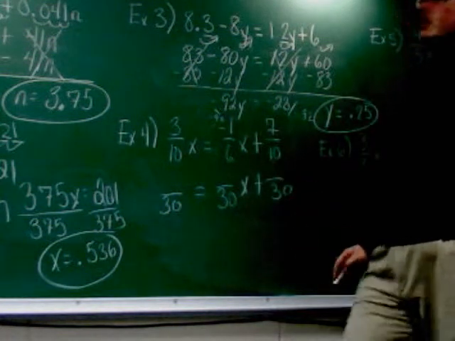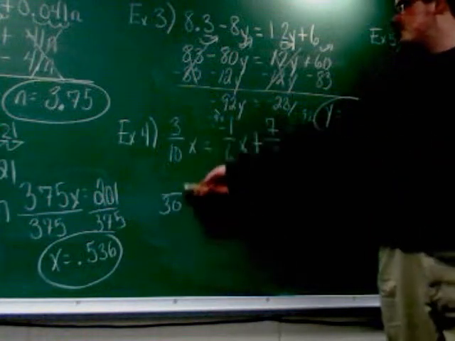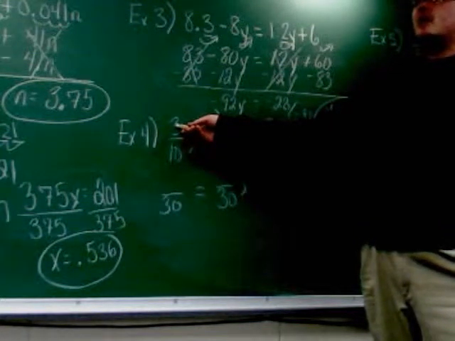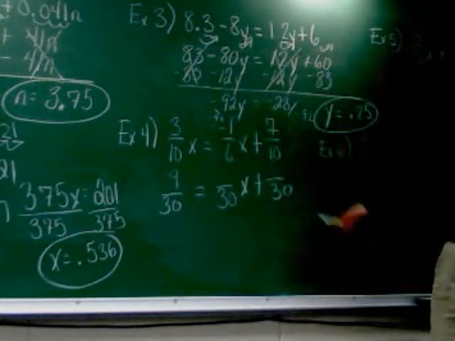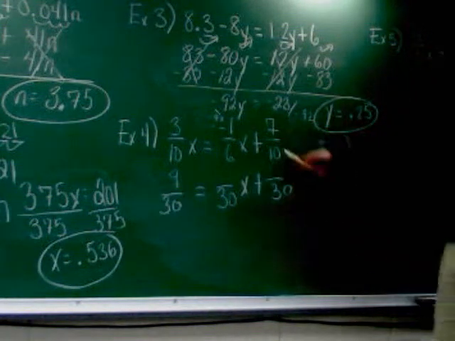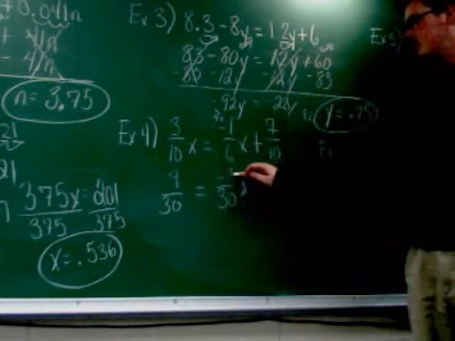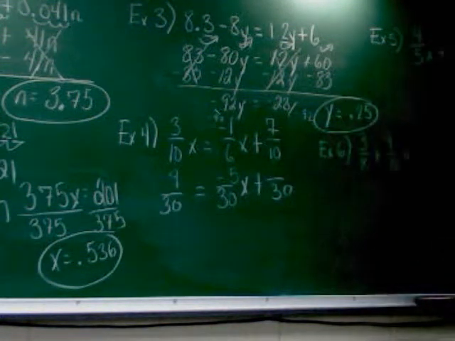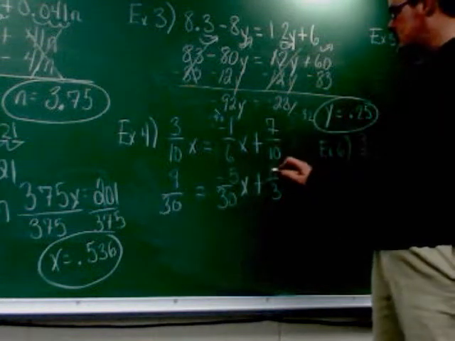Okay. So we know how to get common denominators and change the fractions. That's old news. 10 into 30 means I had to multiply by 3, so I multiply the top by 3 as well. 3 times 3 is 9. 6 into 30 means I have to multiply by 5, so I'm going to multiply the top by 5. Negative 1 times 5 is negative 5. 10 into 30 means I'm multiplying by 3, so I multiply the top by 3 as well. I get 21.